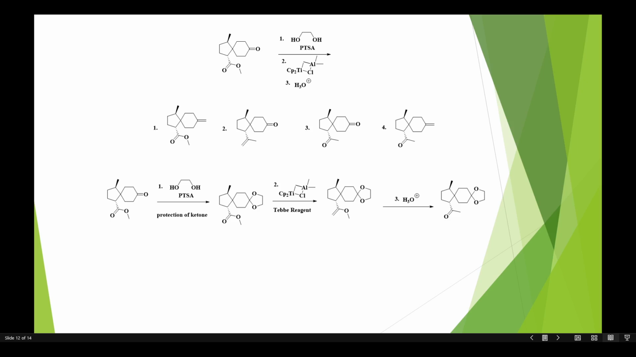Suppose you have a Weinreb amide. From the Weinreb amide, if you give a Grignard reagent or organolithium, you can convert it to the corresponding ketone. Yeah, that is possible. But from the ester group, it won't be possible. Okay, from the ester group you can convert it.